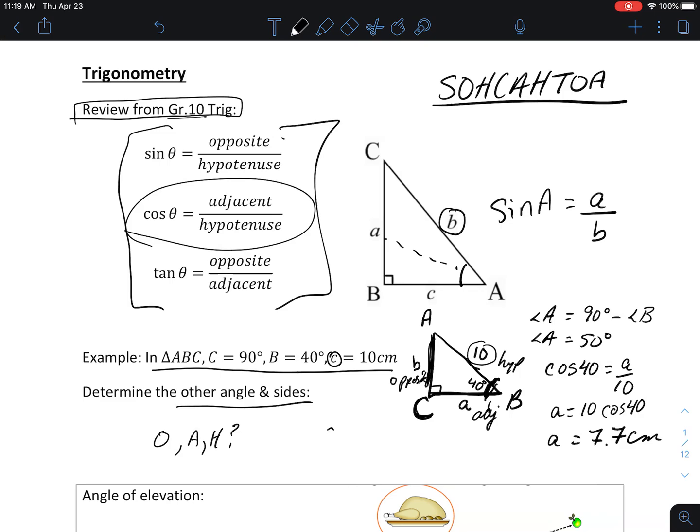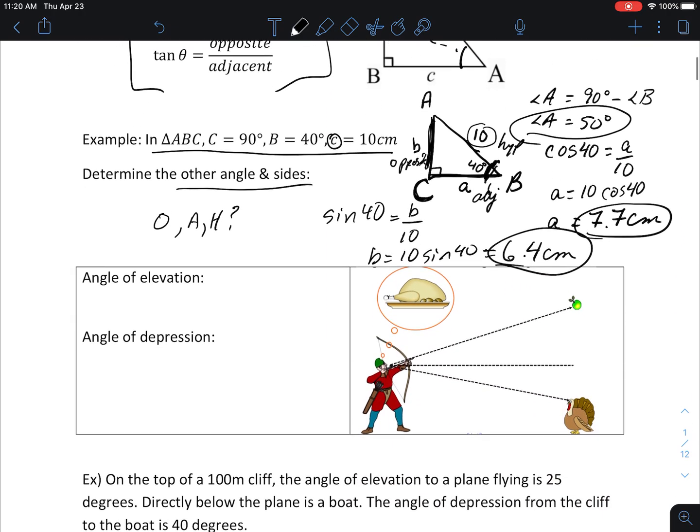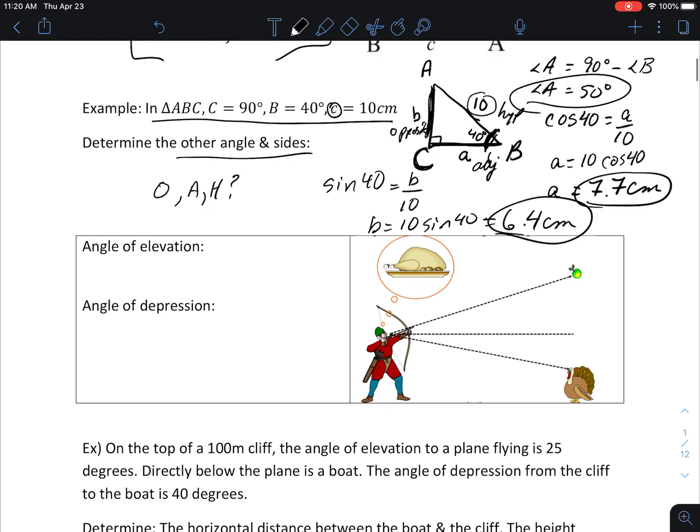And now to find side B over here, I might hopefully realize that that's the opposite. So I'm going to say that the sine now of 40, sine is the opposite over hypotenuse, is B over 10. So B is 10 sine 40. And I put that in my calculator and I get 6.42. So B is 6.4 centimeters. And those are the three pieces of information that I was missing. So we call that solving a triangle.